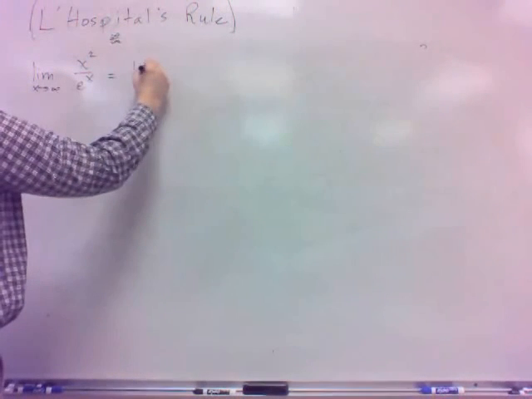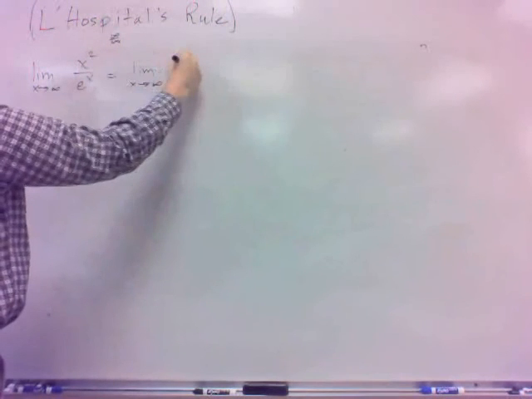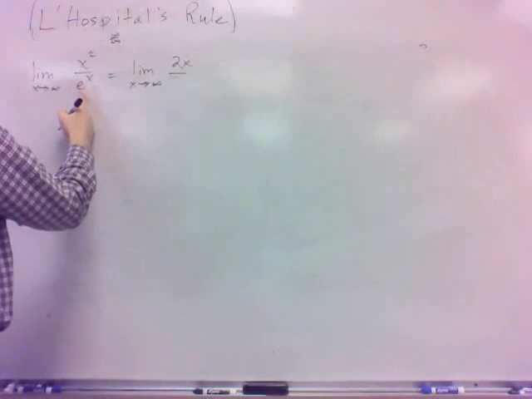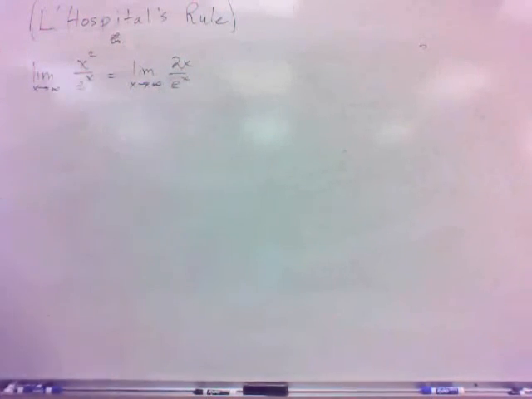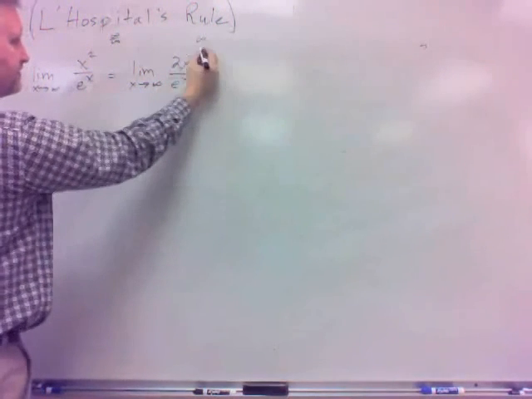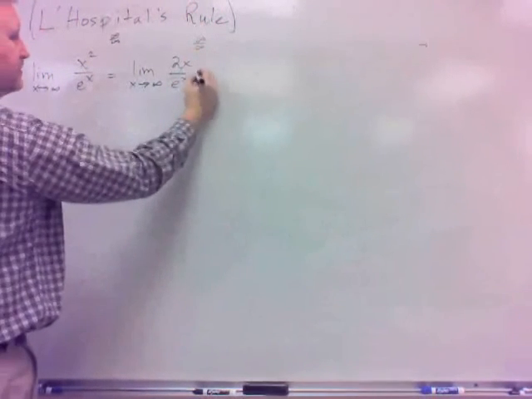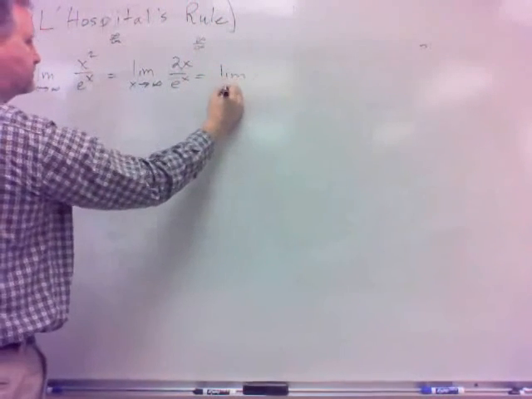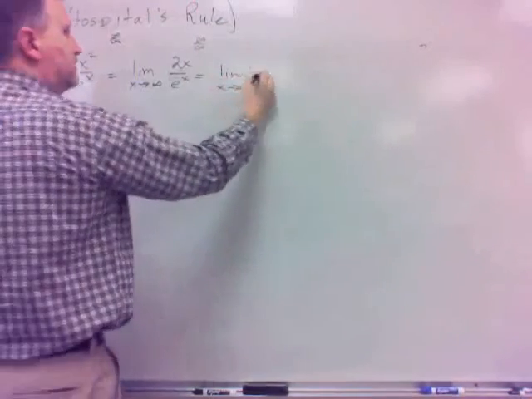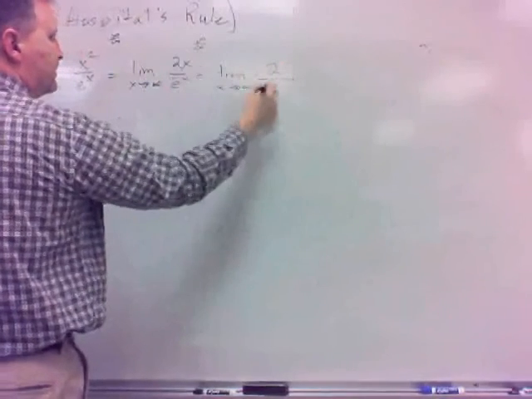So this will be the limit as x goes to infinity of the top derivative, which would be 2x, over the bottom derivative, the derivative of e to the x, e to the x. So now I have the limit as x goes to infinity of 2x over e to the x. What have I got there? Well, the top's going to go to infinity. 2 times infinity is infinity. e to infinity is infinity. So I still got infinity over infinity. So one more time, L'Hopital. That would be 2 over e to the x.